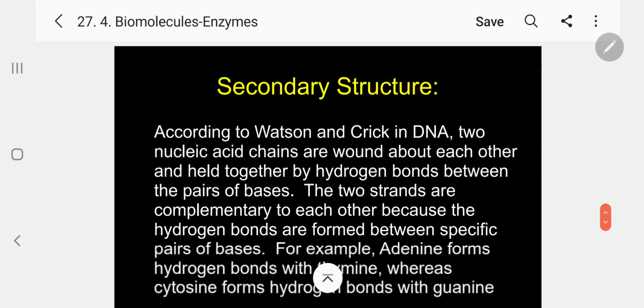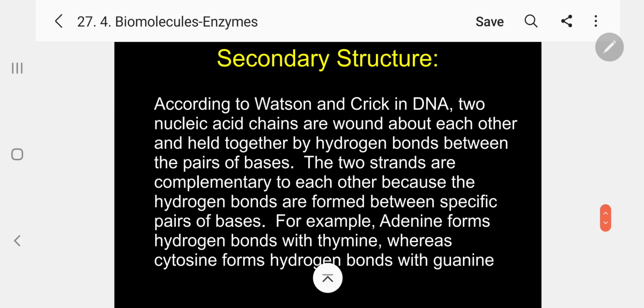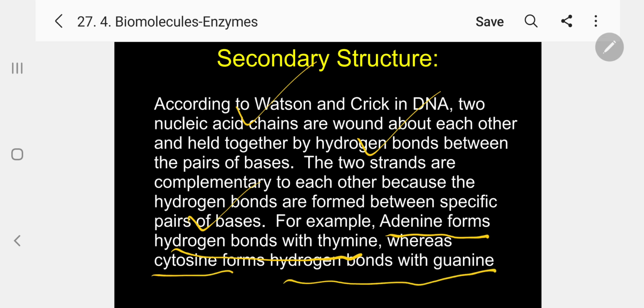Now, the secondary structure, according to Watson and Crick in DNA, 2 nucleic acid chains are wound about each other and held together by hydrogen bonds between the pairs of bases. The 2 strands are complementary to each other because hydrogen bonds are formed between specific pairs of bases. For example, adenine forms hydrogen bonds with thymine, whereas cytosine forms hydrogen bonds with guanine. So AT and CG, they are forming. Kindly follow.